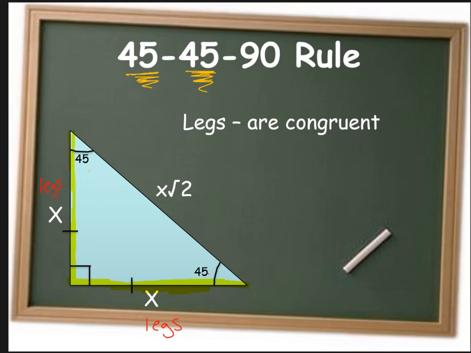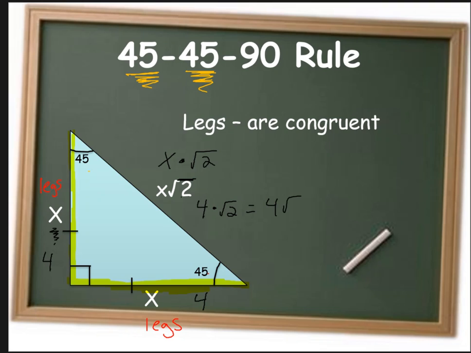So once we've established that our legs are congruent, we need to know the connection between the legs and the hypotenuse. The hypotenuse in any 45, 45, 90 is going to be whatever the leg is times the square root of 2. So this is what this is saying. This is x times the square root of 2. So if this was 4, then this would be 4, because the legs are the same. And the hypotenuse would be 4 times the square root of 2.